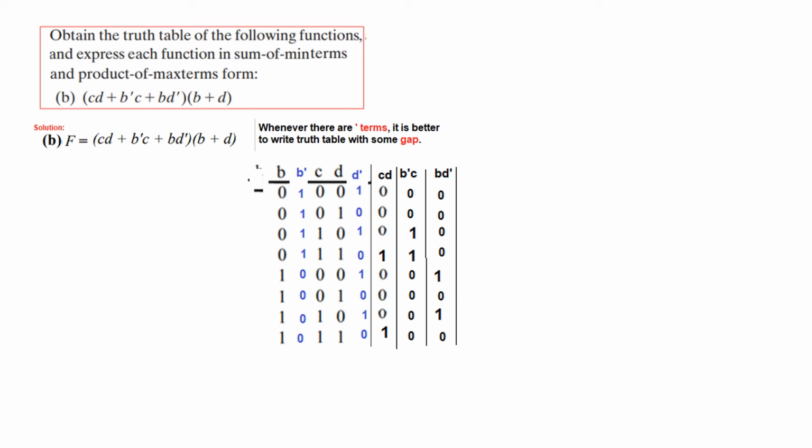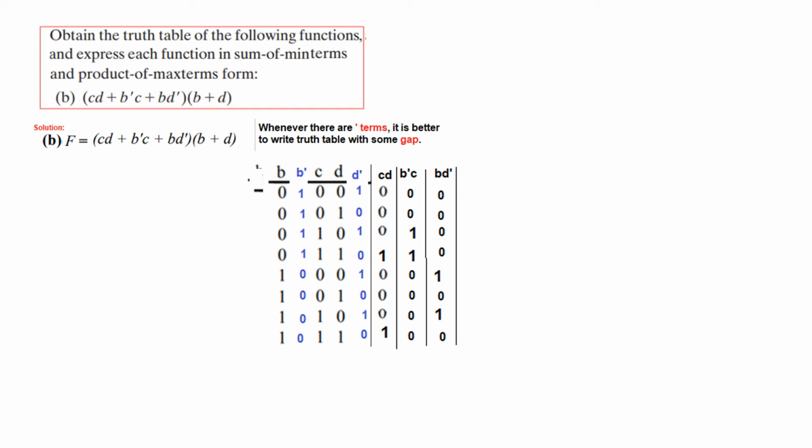And the third term is b d dash. So this is b and this is d dash. So again both have to be 1, so this means it can't be in this range. It could be here. So here we look where both are 1. This is all 1. And now you can see d dash is 1 here, so we'll put a 1 here. And d dash is 1 here, so we'll put a 1 here. So we have completed these 3 columns.